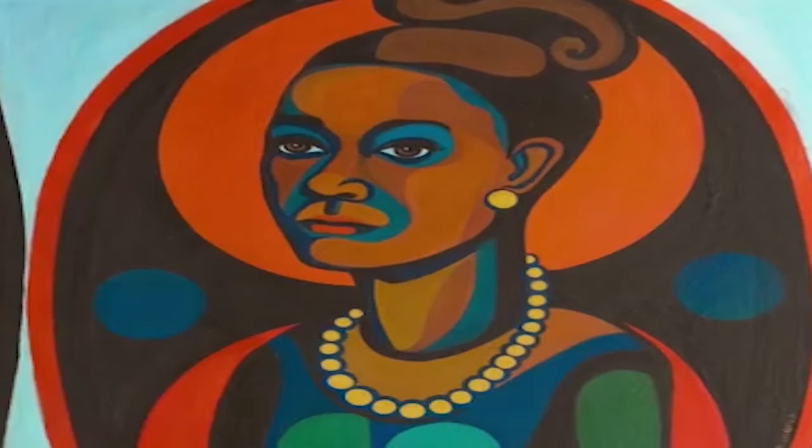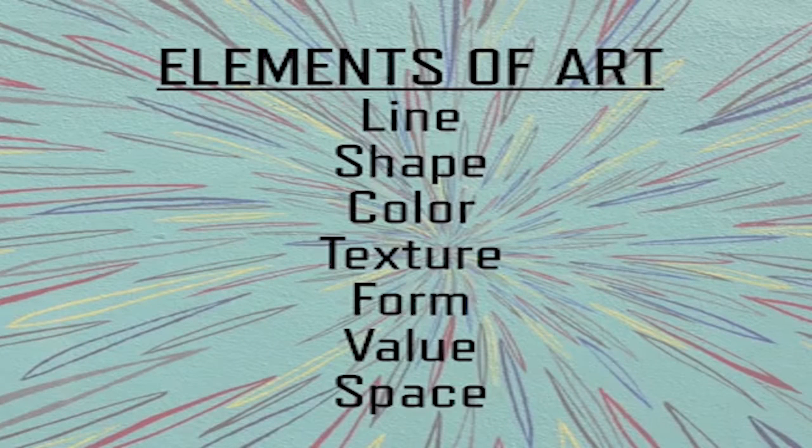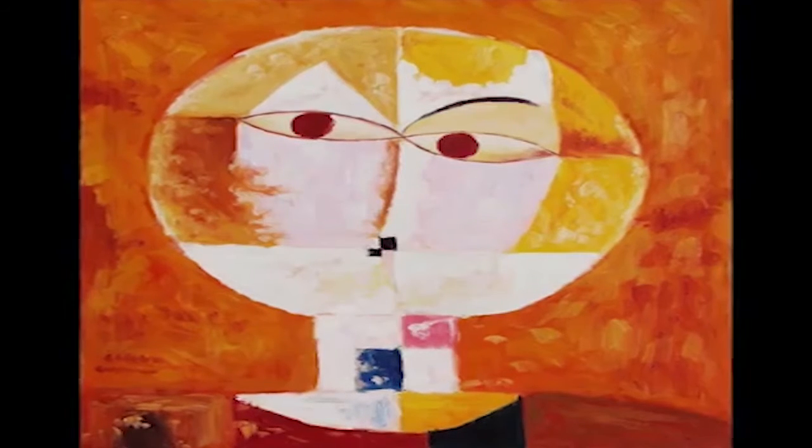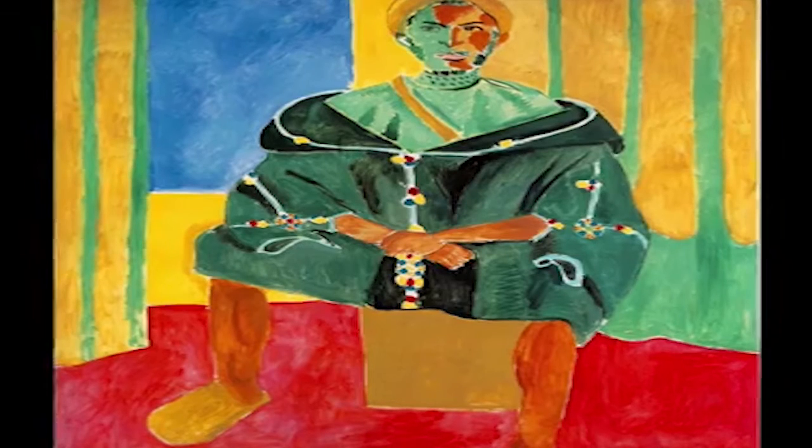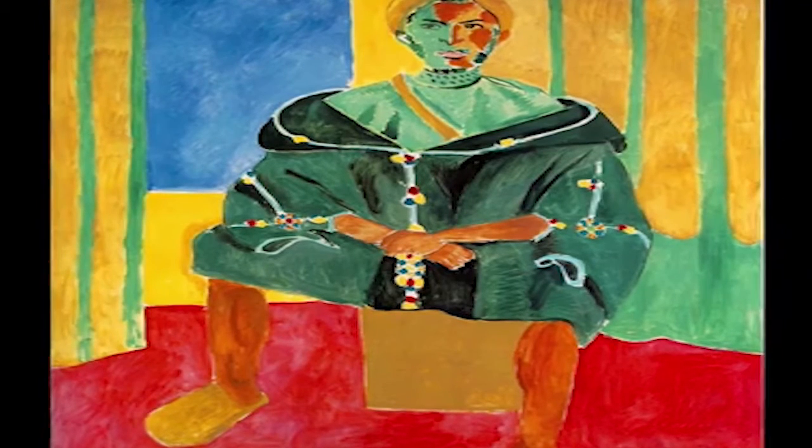in their work. Line is one of the 7 elements of art, along with shape, color, texture, form, value, and space. These 7 elements are the building blocks of all art and are a great place to start when analyzing or interpreting works of art. Line is the path created when an object moves from one point to another.